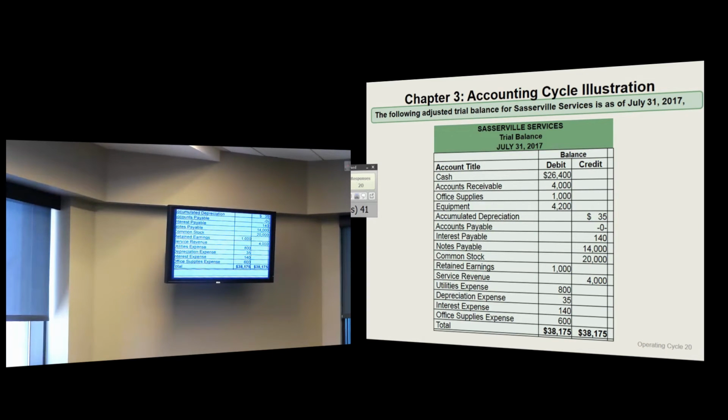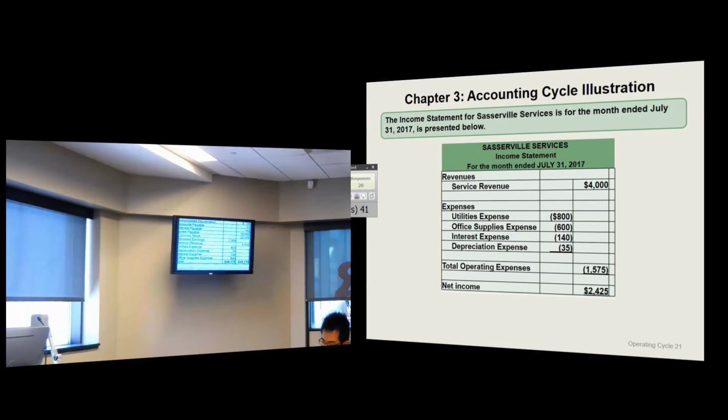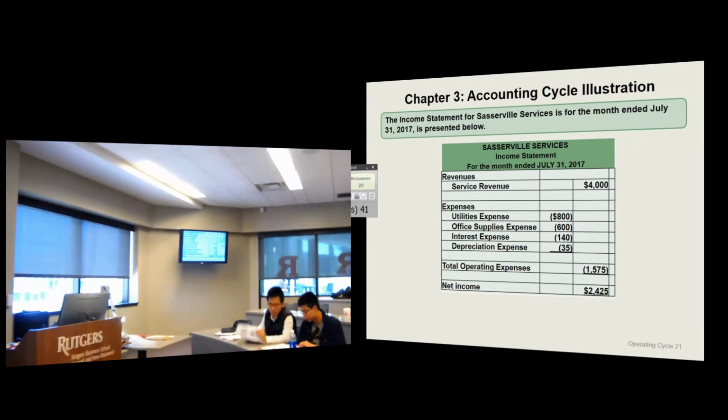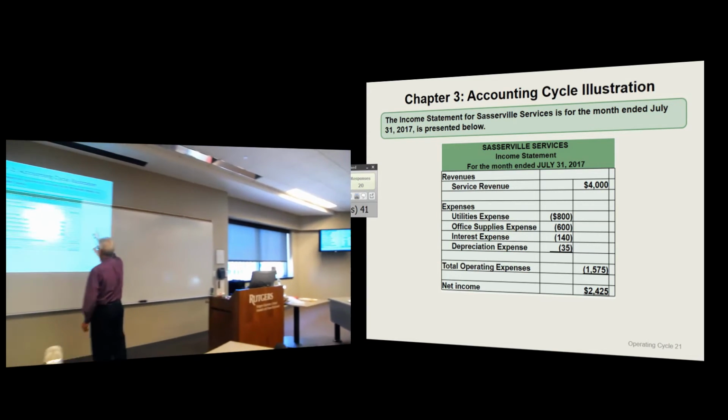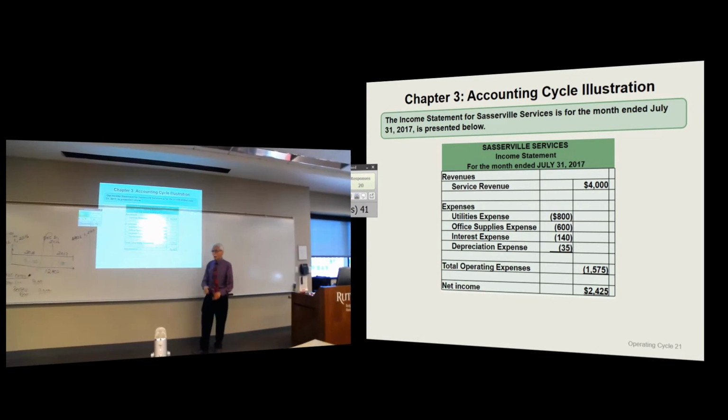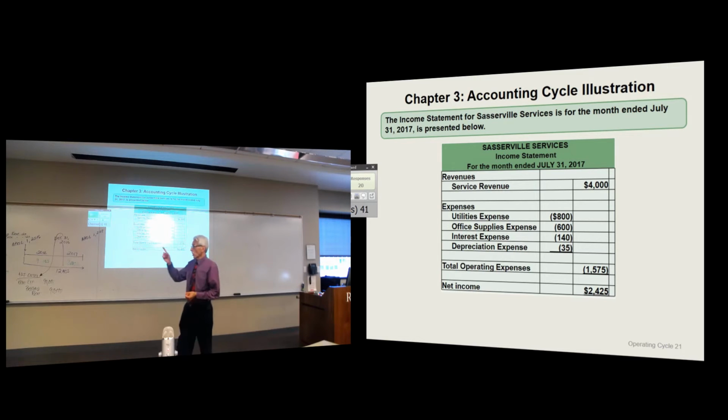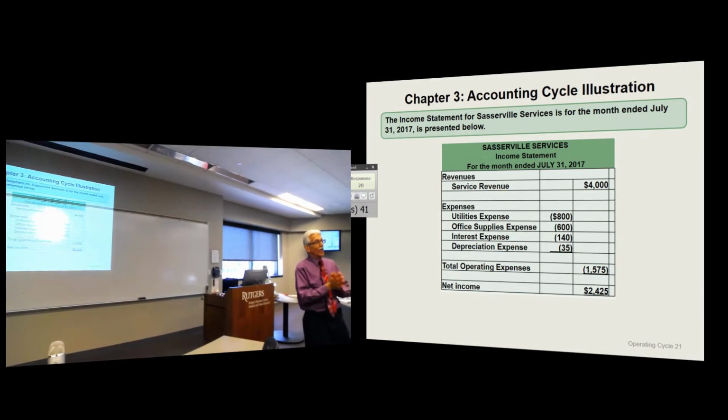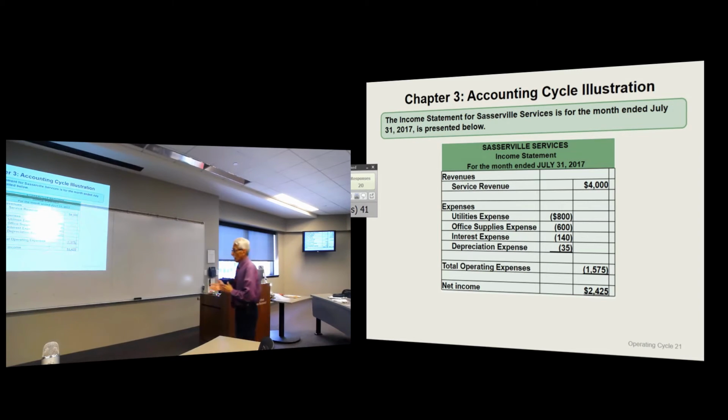So what we need to do is start with the income statement. The income statement is going to be taken directly from the adjusted trial balance. So the sales revenue of $4,000, and then the operating expenses. By the way, how do you list operating expenses? We said assets on the balance sheet are listed in the order of liquidity. We said that the liabilities are listed in the order of maturity. How do we list expenses?